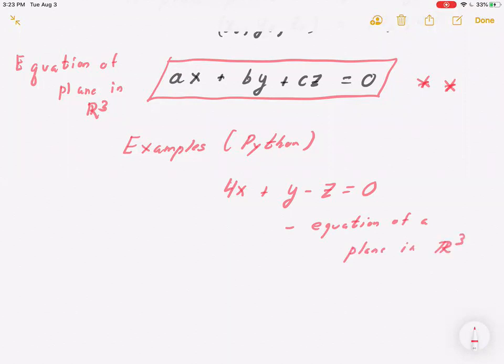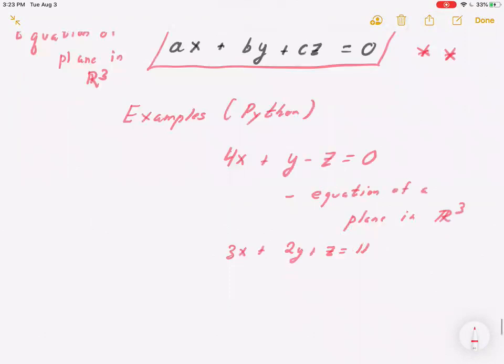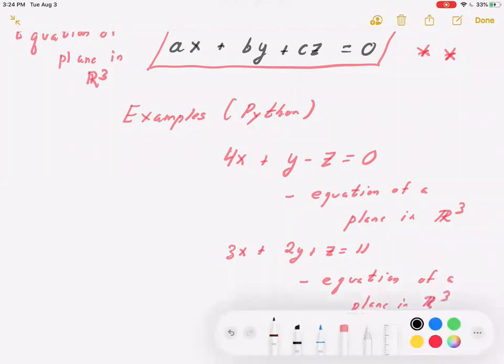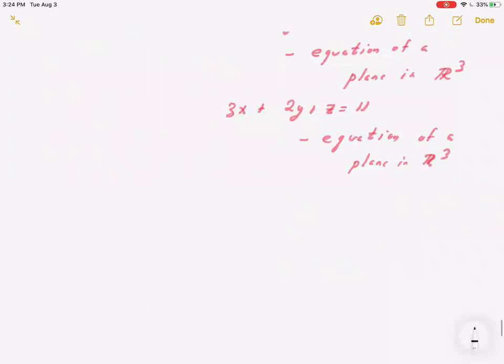Here's another example of a plane. It's a different plane. You could also plot it using Python. And this is an equation of a plane in 3 dimensions. Okay.